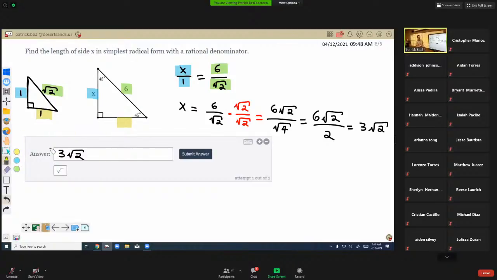Just to highlight some of the things that we did here. Square root of 2 times the square root of 2 is the square root of 4. Square root of 4 is 2, and then 6 divided by 2 is 3. Okay. That help?